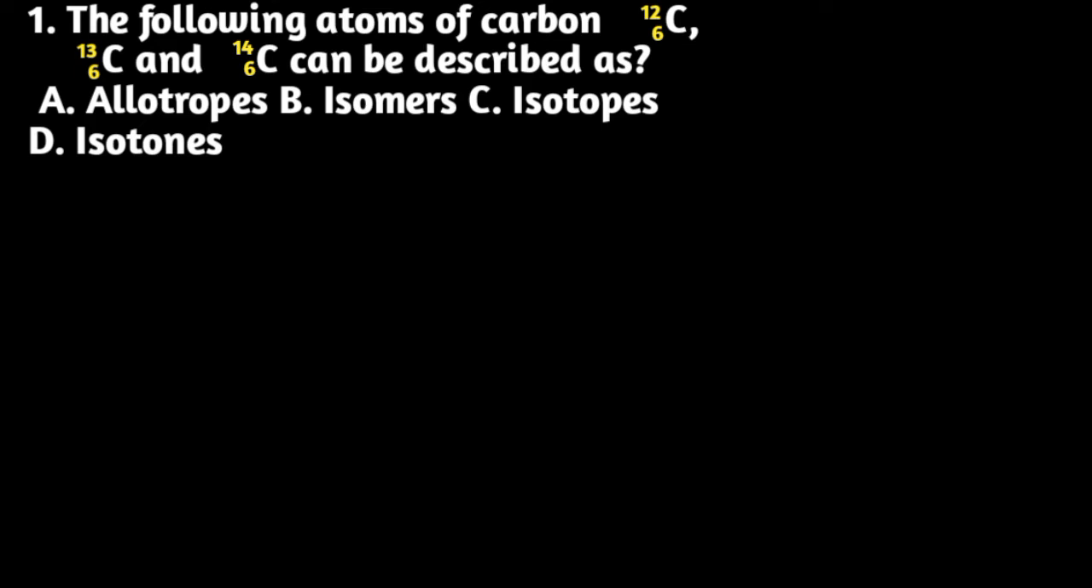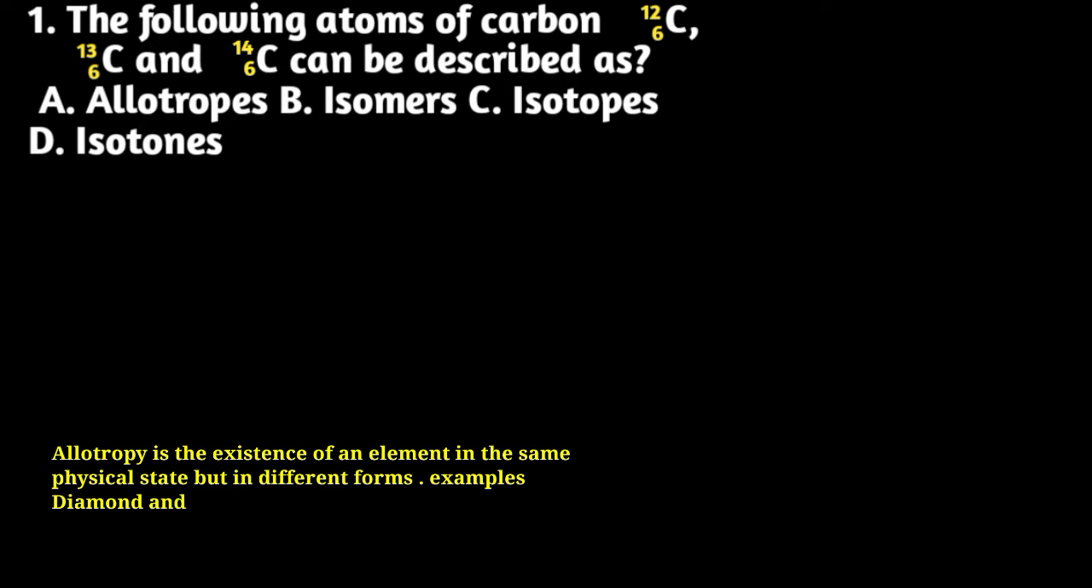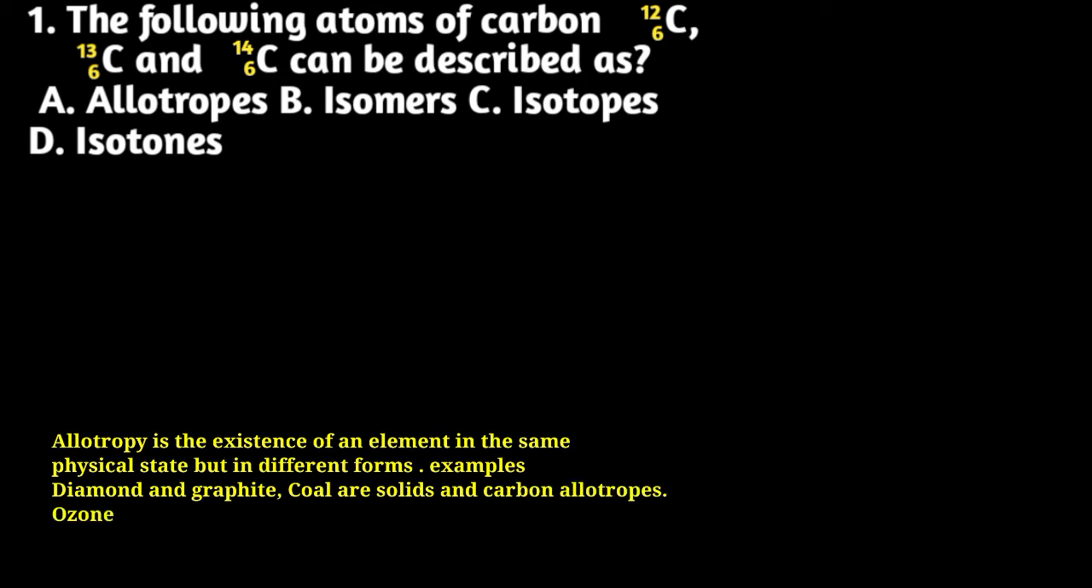I really want you to understand that it will be better for you to know what these options are, because understanding what the options are will help you pick the correct answer. Allotrope is the existence of an element in the same physical state but in different forms. Examples of elements where this phenomenon is seen include carbon. In carbon, we have crystalline forms and the amorphous form. In the crystalline form, we have diamond and graphite. In amorphous form, we have coal, coke, charcoal, carbon black, lamp black, and many more.